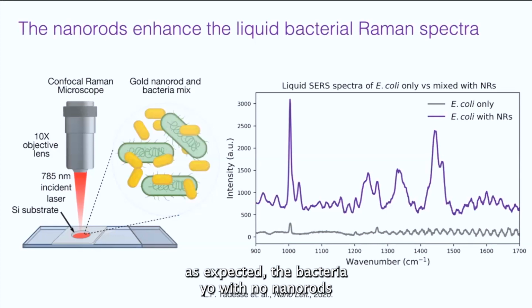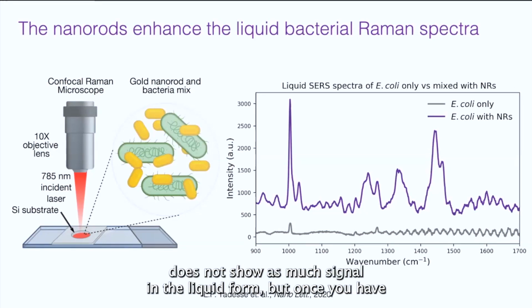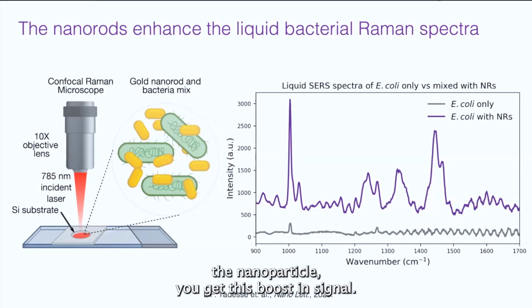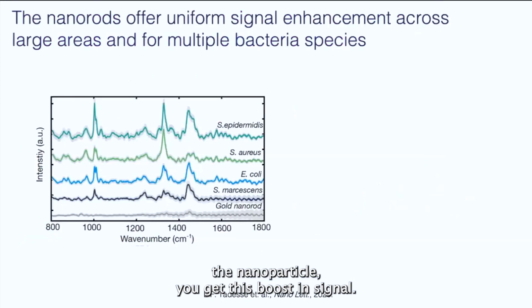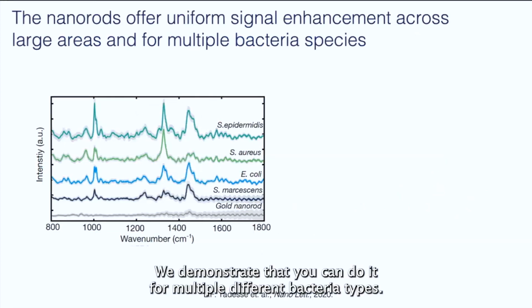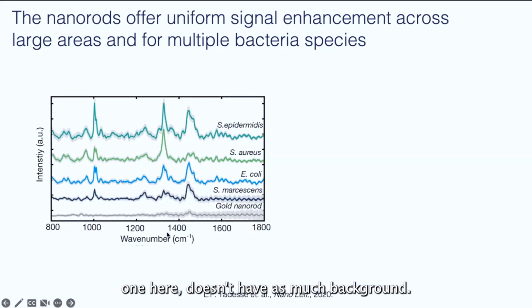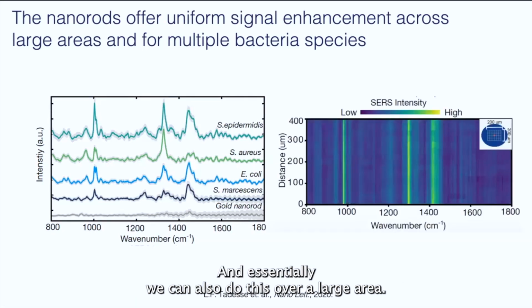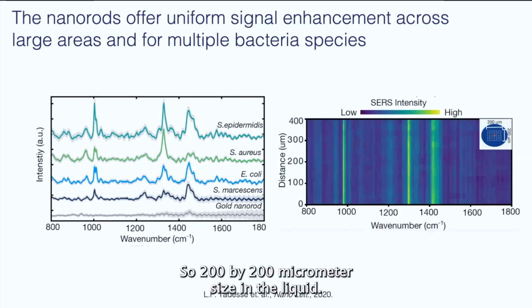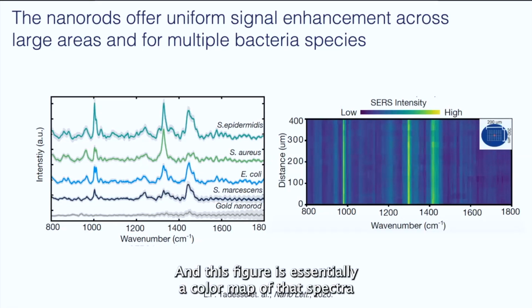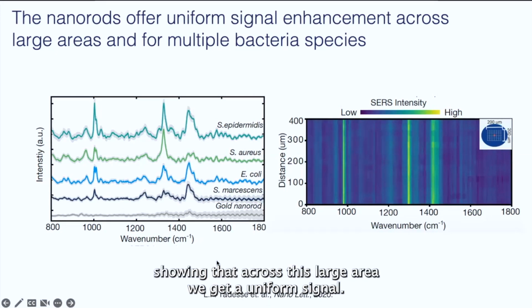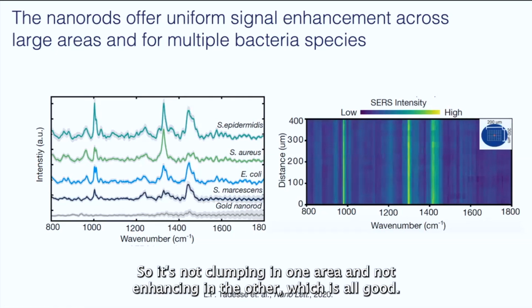As expected, the bacteria with no nanorods does not show as much signal in the liquid format. Once you have the nanoparticle, you get this boost in signal. We demonstrate that you can do it for multiple different bacteria types. And when you just have the nanoparticle by itself, which is the bottom one here, it doesn't have as much background signal. And essentially, we can also do this over a large area, so 200 by 200 micrometer size in the liquid. And this figure is essentially a color map of that spectra showing that across this large area, we're getting uniform signal. So it's not clumping in one area and not enhancing in the other, which is all good.